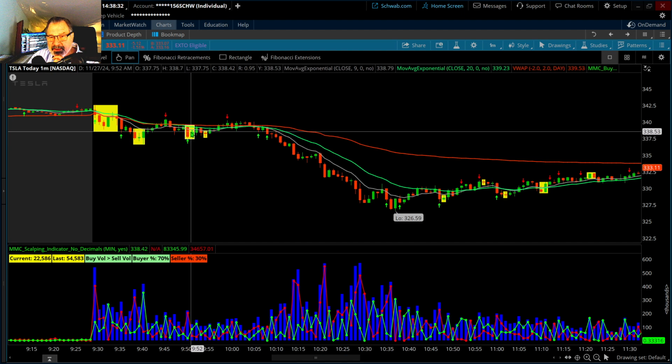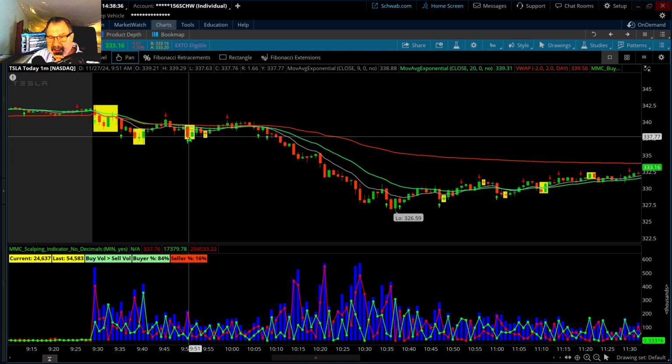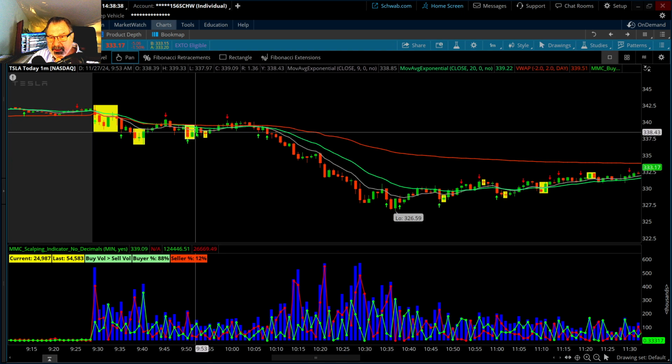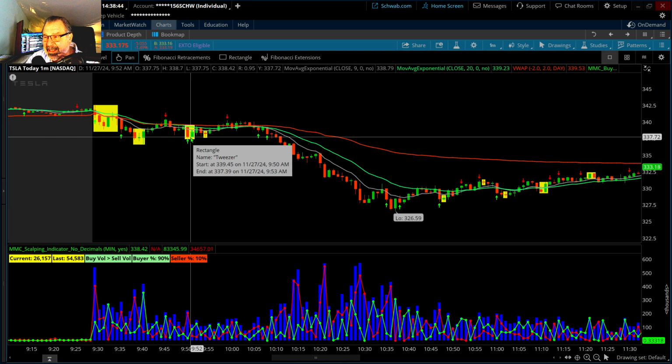Anyway, now we're at another pattern that I marked, which is a tweezer again, and that told you that it should go up along with the arrow, and it went up. Now, these aren't going to go up a lot. I mean, you have down here, you don't want to count on it to go up a lot.